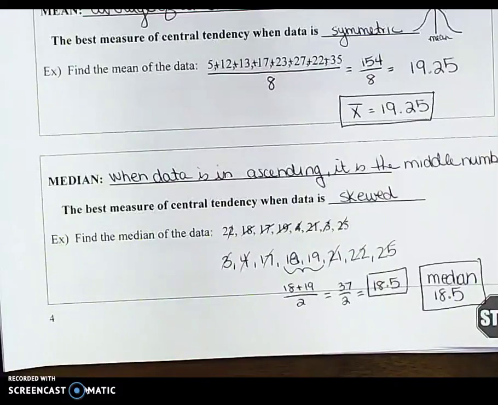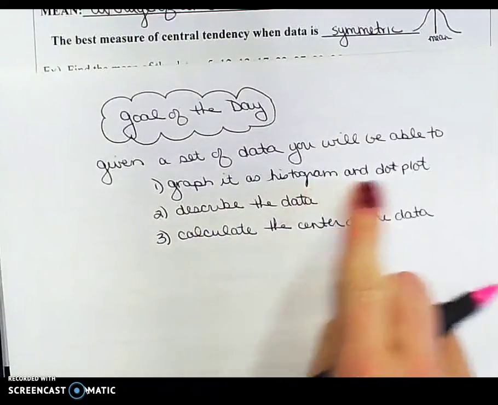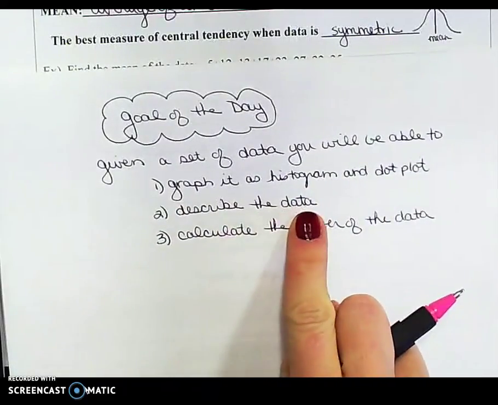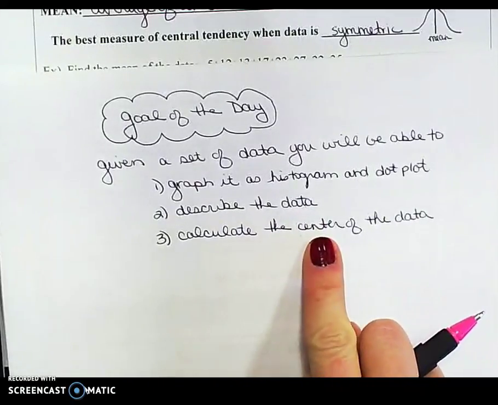So ladies and gentlemen, in our lesson today, we were working on 3 different things. We learned how to graph a histogram and a dot plot, how to describe the data either as symmetric or skewed, and how to calculate the center, which is our mean or our median.